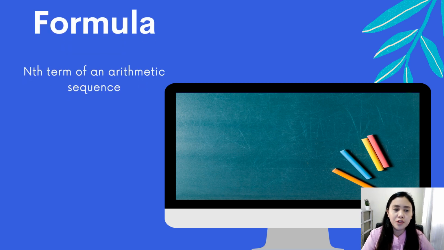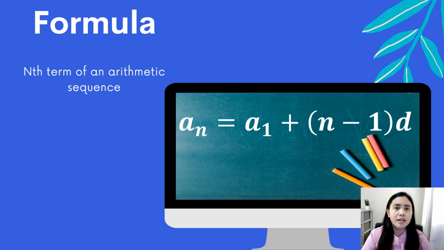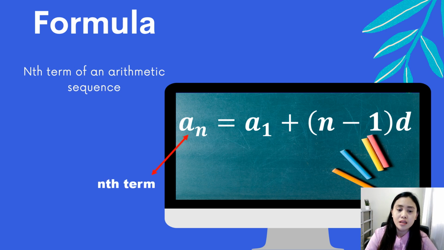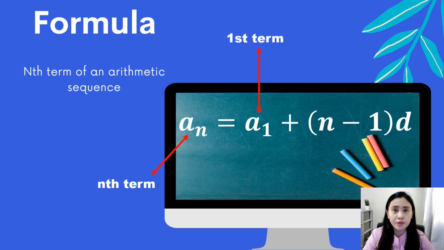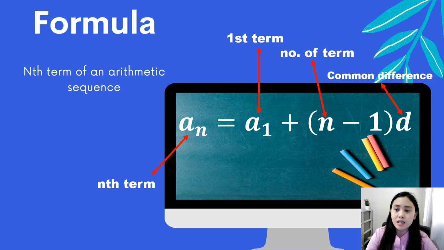The formula for the nth term of an arithmetic sequence is given by a sub n equals a sub 1 plus n minus 1 times d, where a sub n is the nth term, a sub 1 is the first term, n refers to the number of terms or the order of a given term, and d is the common difference.